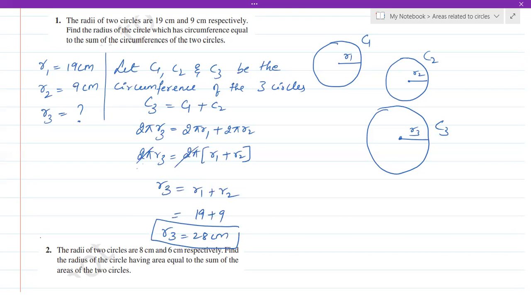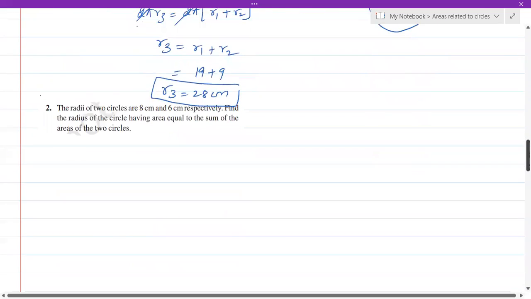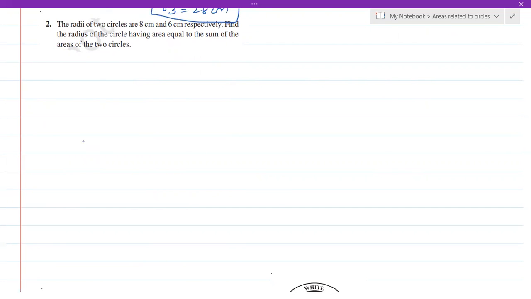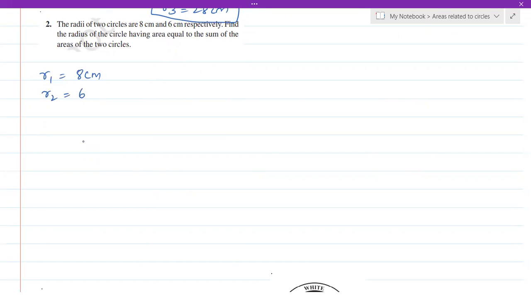So let's get into the next question, the second one. In the second question, the radii of two circles are 8 centimeter and 6 centimeter. Again, there are two circles. Let's say the first circle radius is R1, which is 8 centimeter, and another circle R2, which is 6 centimeter. We have to find the radius of the third circle. That is what we have to find.